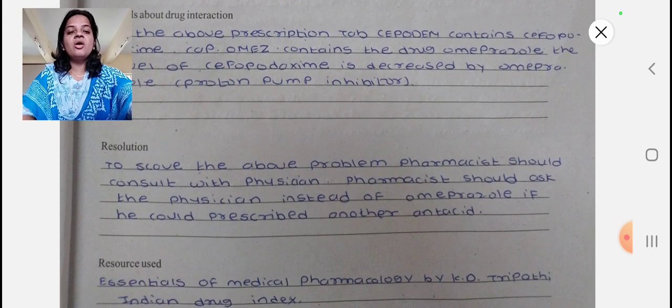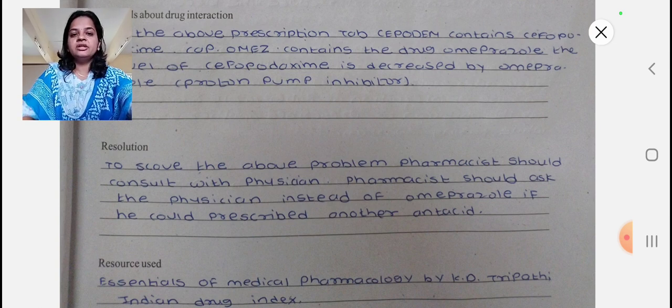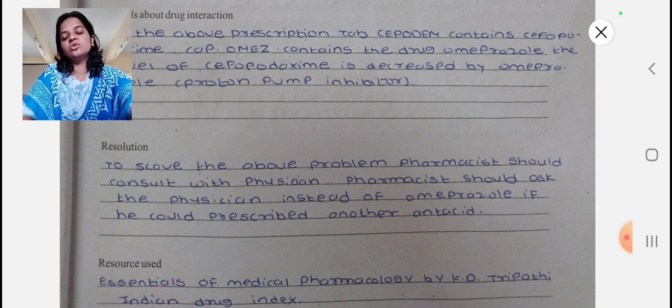So to solve the above problem, the pharmacist should consult with the physician. The pharmacist should ask the physician whether, instead of omeprazole, he could prescribe another antacid that does not decrease the level of cefpodoxime.